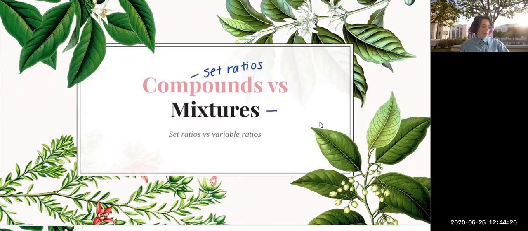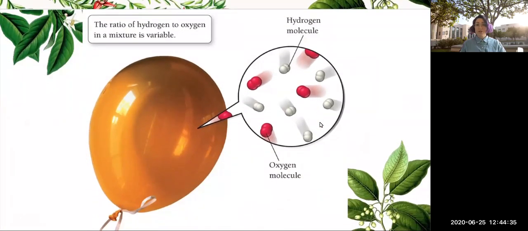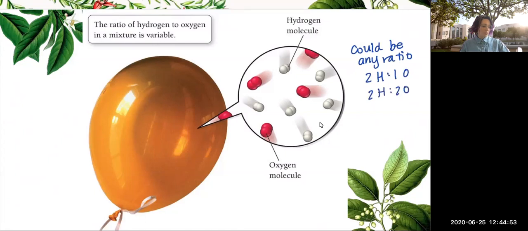And I'll show you what I mean by this. Variable ratios mean that the ratios can change and it's still technically that mixture. So here you go. Here's a mixture of hydrogen and oxygen. It could be any ratio. It could be a 2 hydrogen to 1 oxygen ratio. It could be 2 hydrogen to 2 oxygen. It could be 4 hydrogen to 9 oxygen. It doesn't matter. The ratio can be anything, and we would still call it a mixture of hydrogen and oxygen.